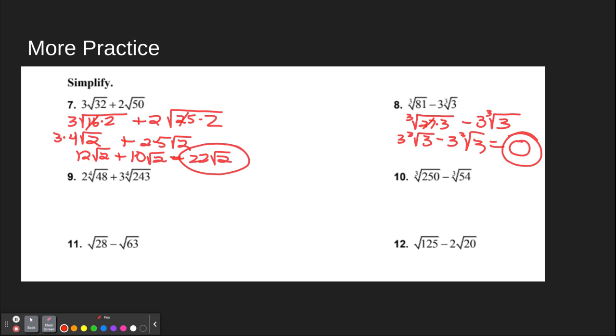Let's do one more. Square root of 28. That's 4 times 7. So this is 2 radical 7 minus, that's 9 times 7. So 3 radical 7. And so you're going to get negative 1 radical 7.